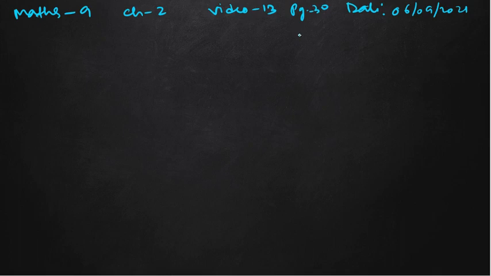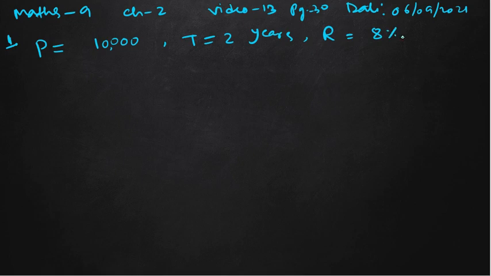Page 30. All of you open this and read the first question. Our first question: calculate the amount and the compound interest on rupees 10,000 for 2 years at 8% per annum compounded annually. How to solve this type of question? The given principal is 10,000, time is 2 years, and rate percent is 8% per annum.